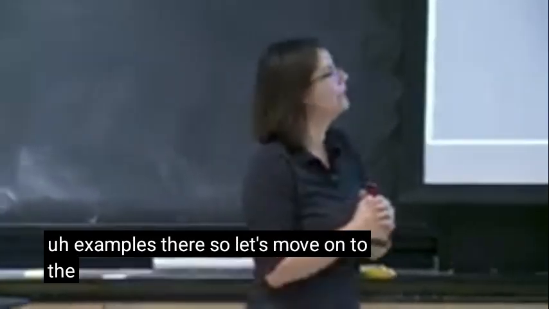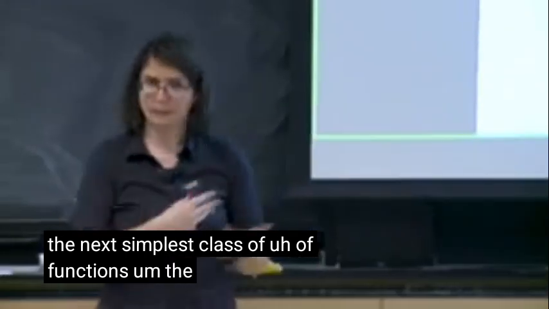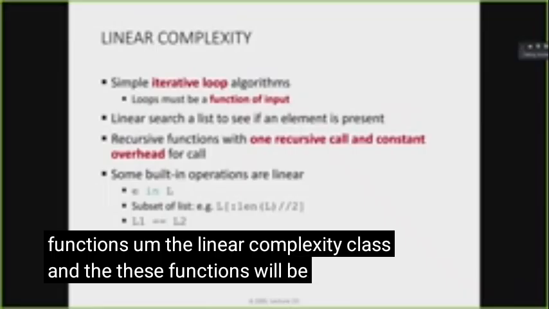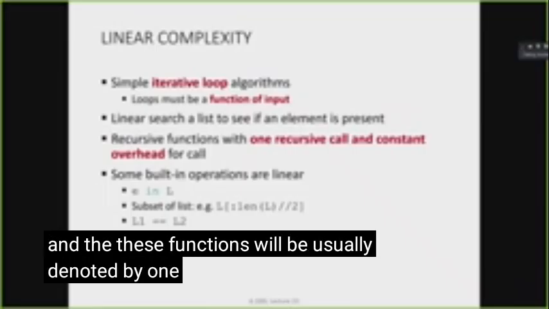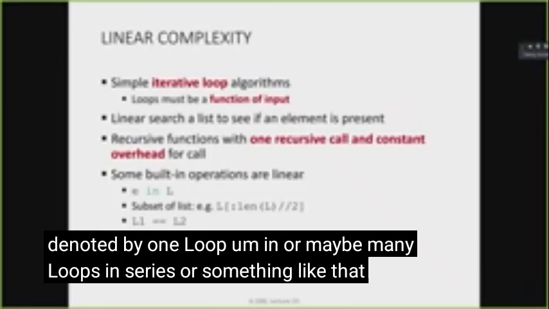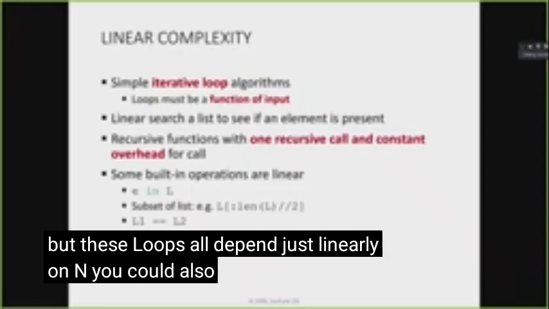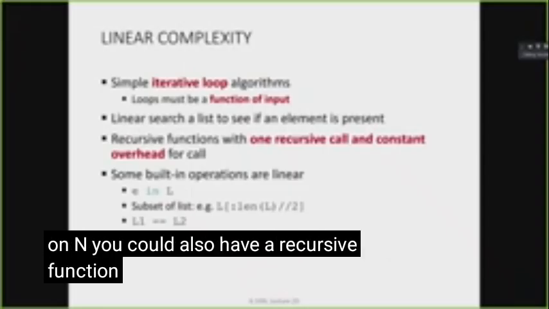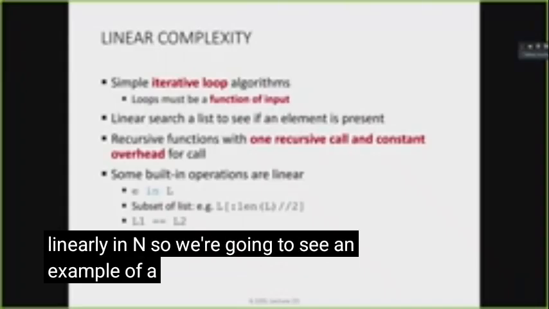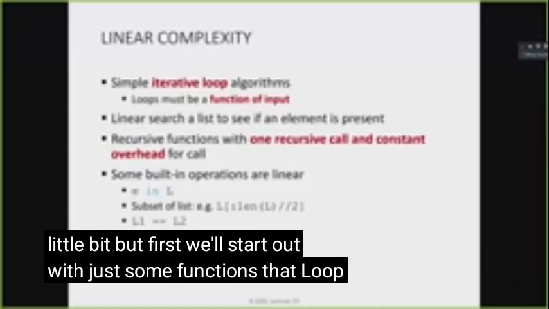So let's move on to the next simplest class of functions, the linear complexity class. And these functions will be usually denoted by one loop, or maybe many loops in series or something like that. But these loops all depend just linearly on n. You could also have a recursive function that repeats, that's also linear in n. So we're going to see an example of a recursive function in a little bit. But first, we'll start out with just some functions that loop linearly with n.